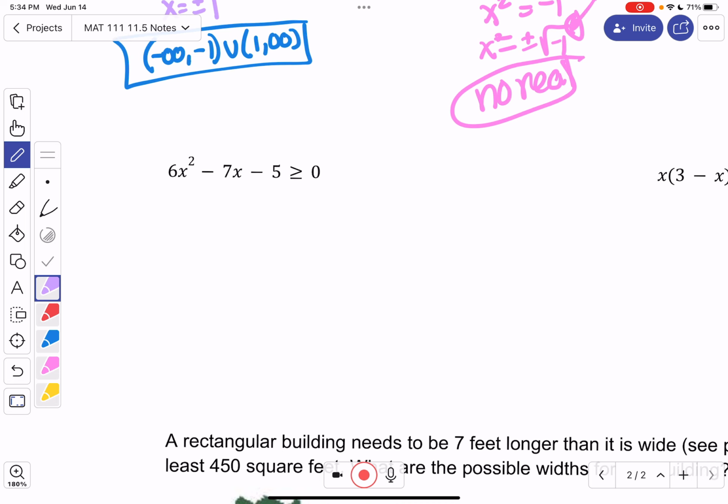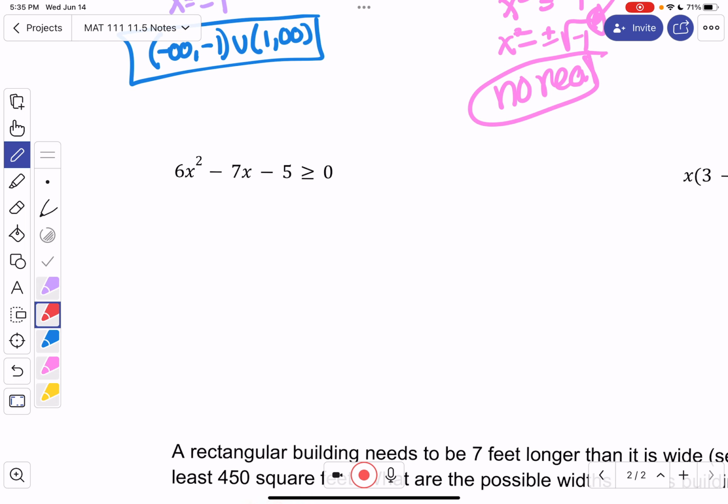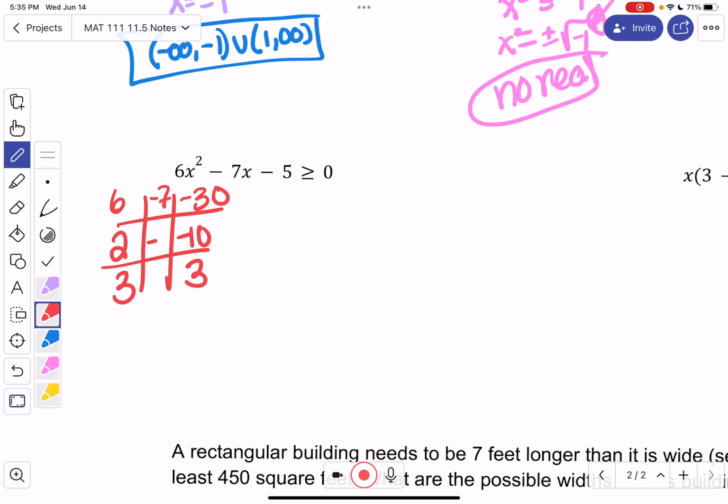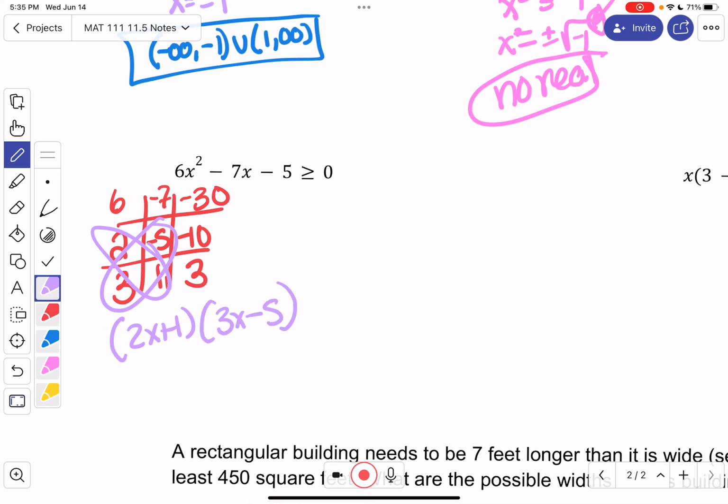Now, let's look here. We're going to solve this just like any other. So I'm going to tic-tac-toe. A, B, A times C. We get the factors, negative 10 times 3. Greatest common factor, multiply up, multiply across. We have 2x plus 1 and 3x minus 5. So if I make those equal 0, we get negative 1/2 and positive 5/3.